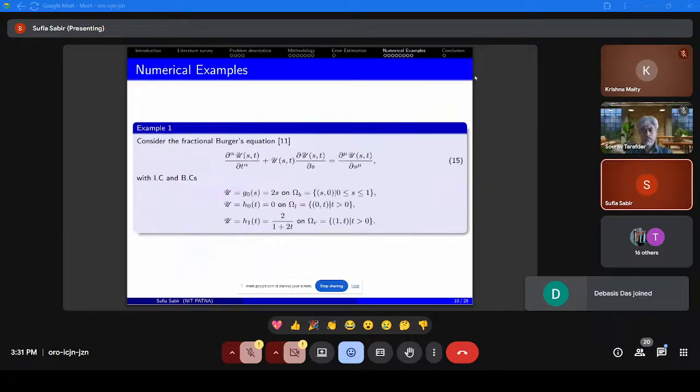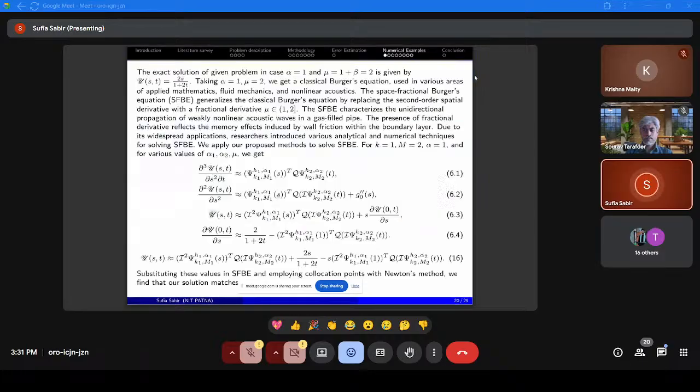Now, to show the efficiency and accuracy of our proposed method, we have taken three numerical examples. Our first example is given in equation 15, subject to the following initial and boundary conditions. When we take alpha equal to 1 and mu lies between 1 and 2, our problem 15 is converted into a space fractional PDE. We have applied our FOGCW approach and solved this problem for different values of alpha 1, alpha 2 and mu, and we have taken k equal to 1 and m equal to 2.